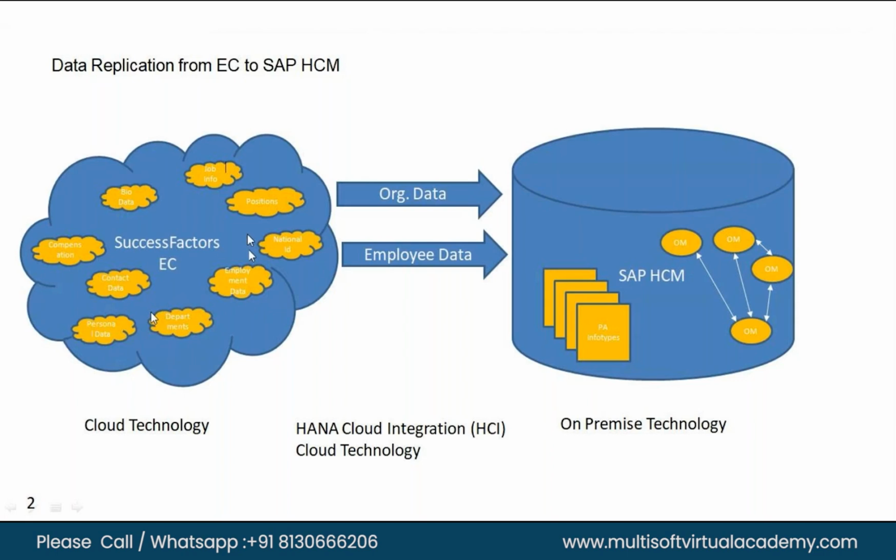And with the replication, we are migrating all the org data and employee data to the on-premises SAP HCM system. All the PA infotypes, all the infotypes, OM infotypes, we will replicate the data from SuccessFactors to the SAP HCM system using HANA Cloud Integration. So there are many middleware systems available to integrate between SuccessFactors and the SAP system.